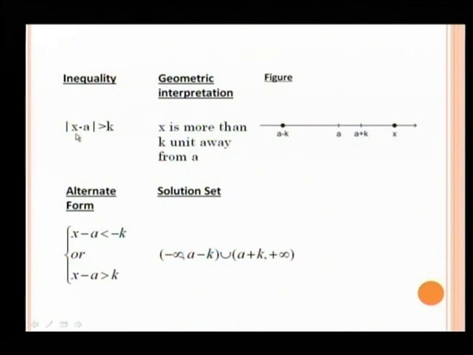Now for the second inequality, we have |x minus a| greater than k. The geometric interpretation for this inequality is that x is more than k units away from a. The alternate form of this inequality can be written as x minus a is less than minus k or x minus a is greater than k. The solution set for this inequality would become minus infinity to a minus k, union a plus k to plus infinity.